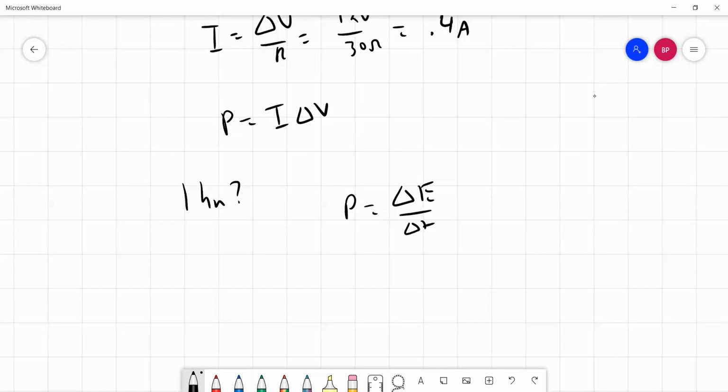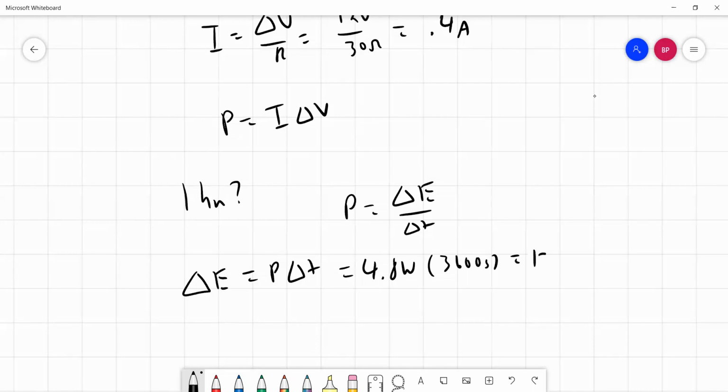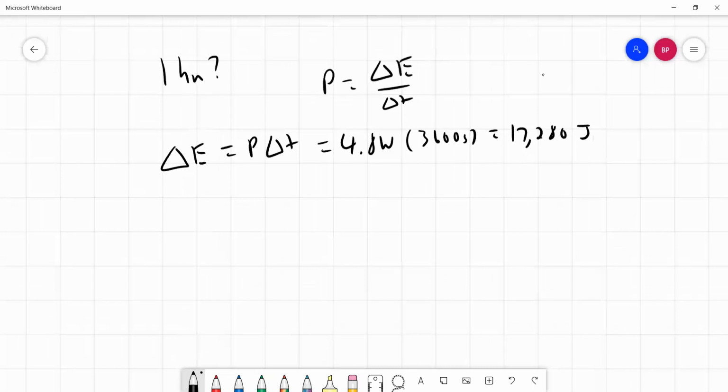So in that case, I can invert this equation, and we can find the amount of energy that was released in that hour is the power times the hour. So we calculated our power already. It was 4.8 watts. We multiply it by 1 hour. That's 3,600 seconds. And we see that's 17,280 joules of energy. Or if we wanted that in kilowatt hours, we could just convert this to kilowatts.